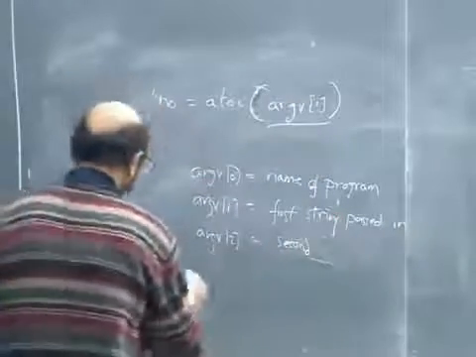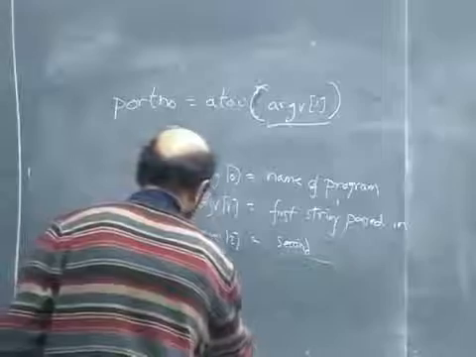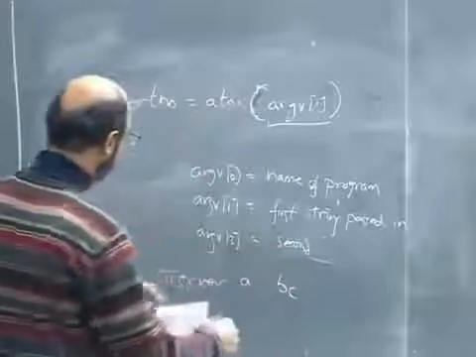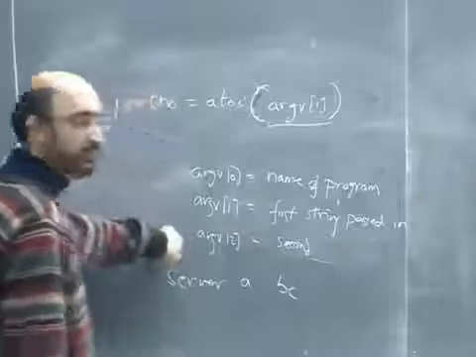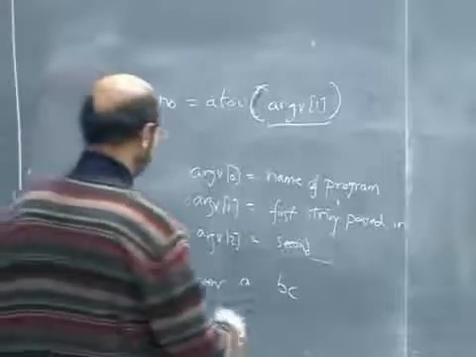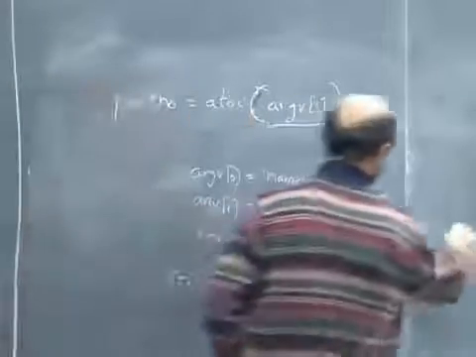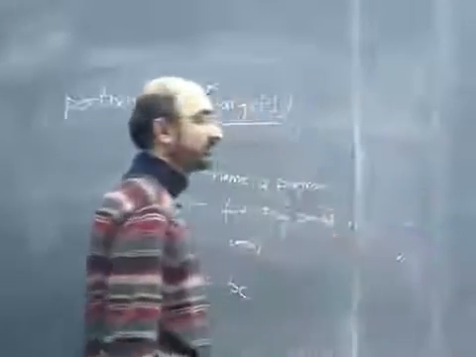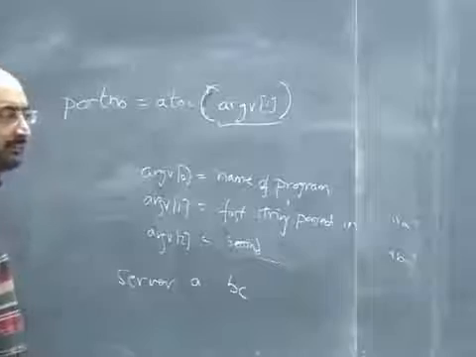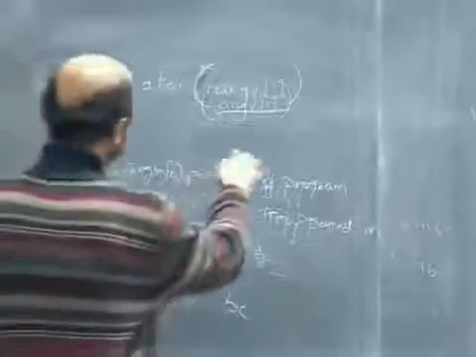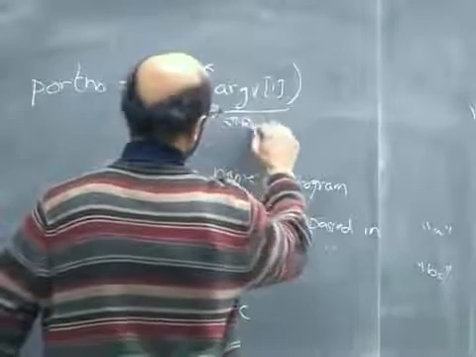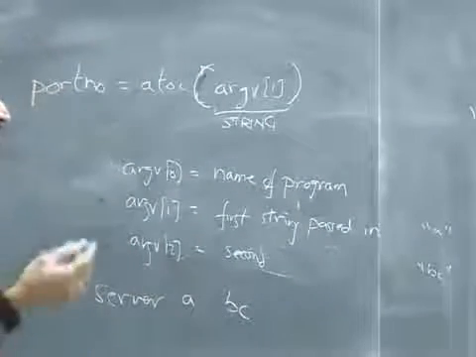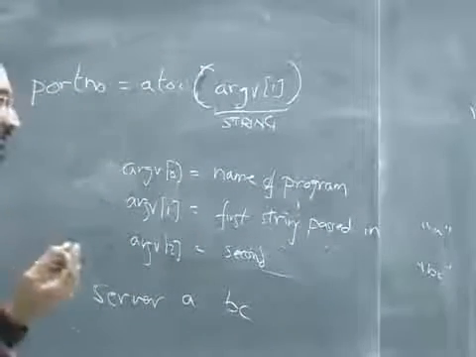So for example, if I invoke this as server A, BC, then argv1 will be A, and argv2 will be BC. There'll be the string A and the string BC, so automatically these are going to be of type string. But remember, we want a number. We want the port number, like 2000 or 2400.